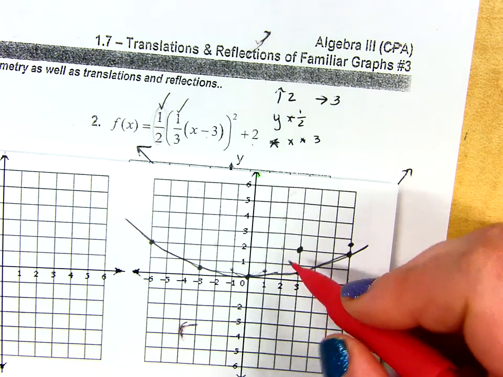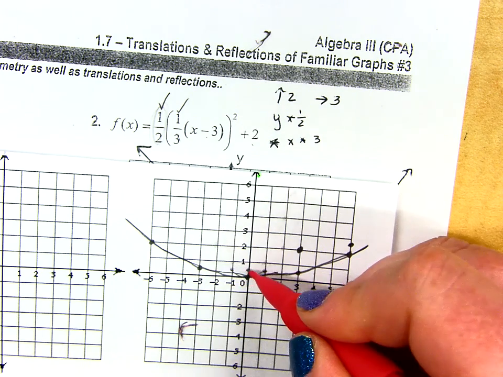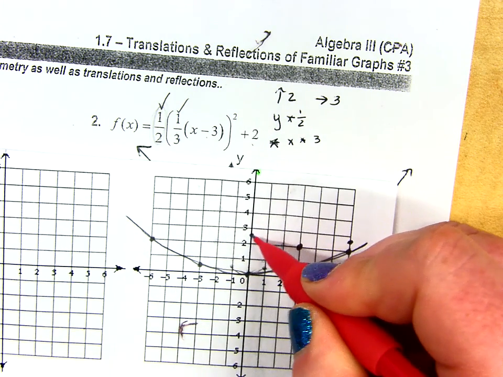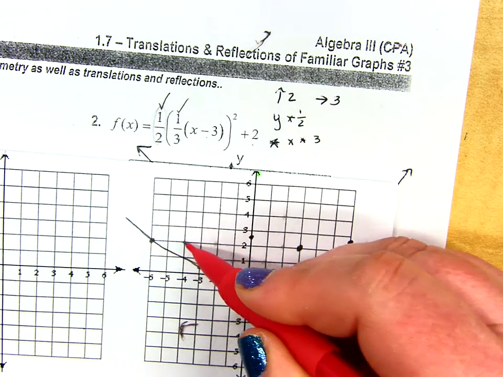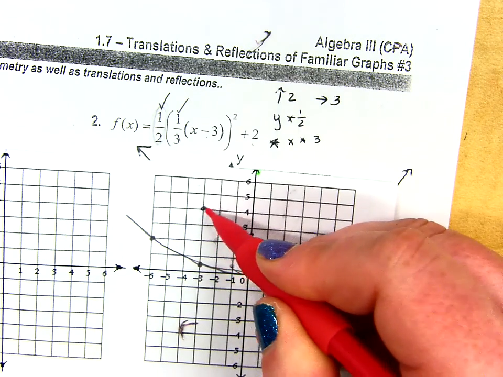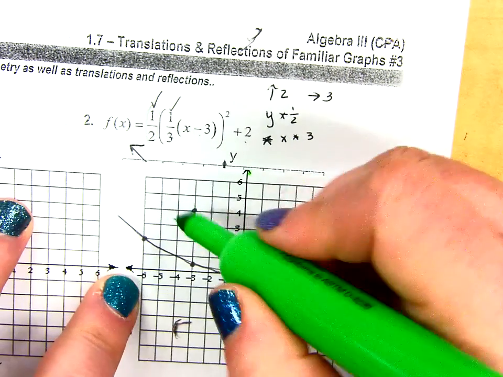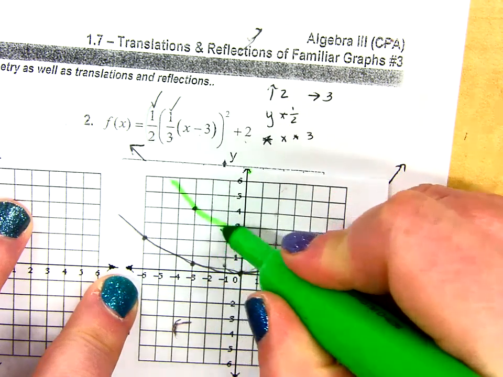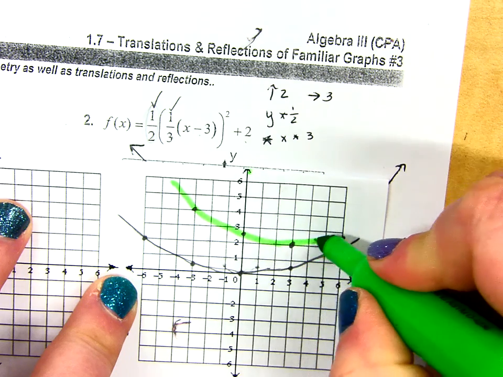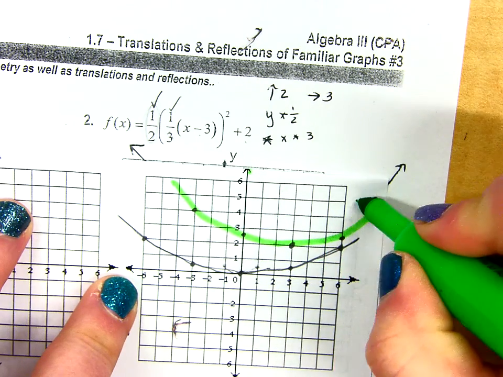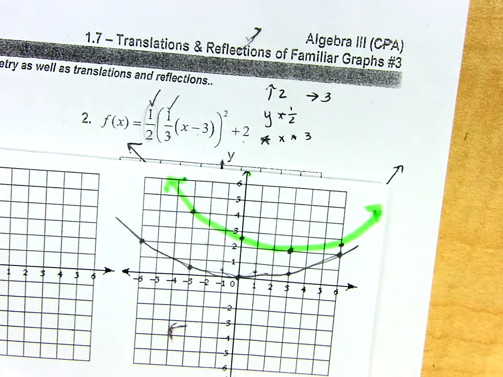You're too far off my grid, but now you went right 3 up 2. Right, 1, 2, 3, 1, 2. So my final graph should look like that.